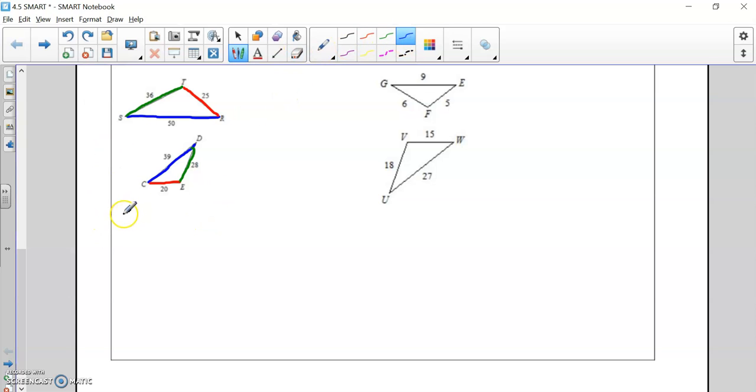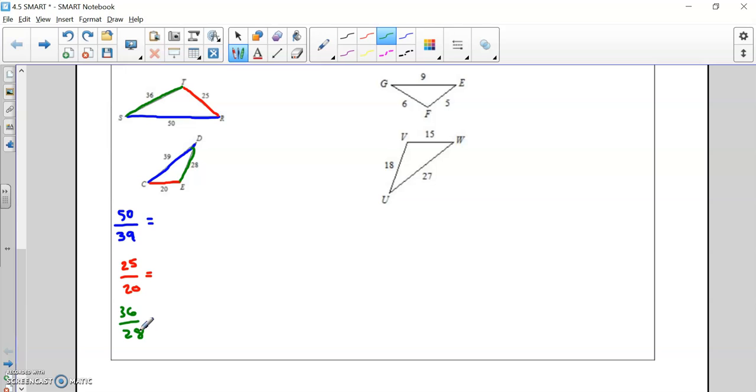All right, so now let's go ahead and set up our ratios. I personally like to put the bigger one on top. It's up to you what you would prefer, but whichever way you prefer to do it, make sure you stay consistent. So 50 divided by 39 is going to be one ratio. 25 over 20 is going to be my next ratio. And then 36 over 28 is the last one.